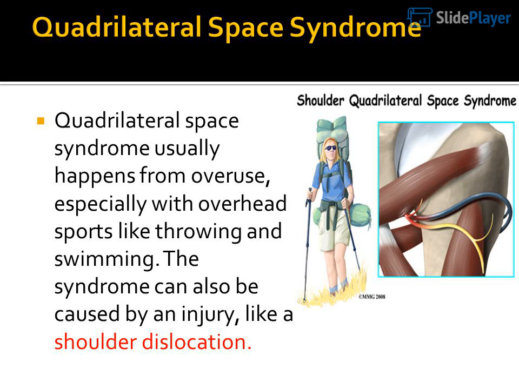Quadrilateral space syndrome. Quadrilateral space syndrome usually happens from overuse, especially with overhead sports like throwing and swimming. The syndrome can also be caused by an injury, like a shoulder dislocation.